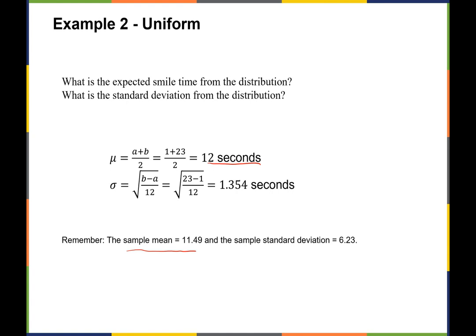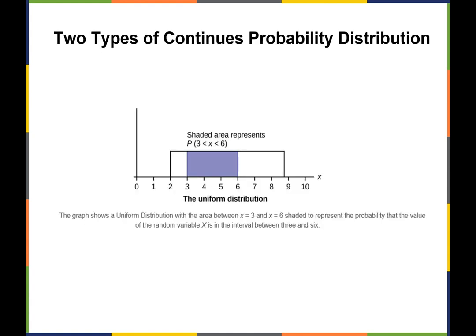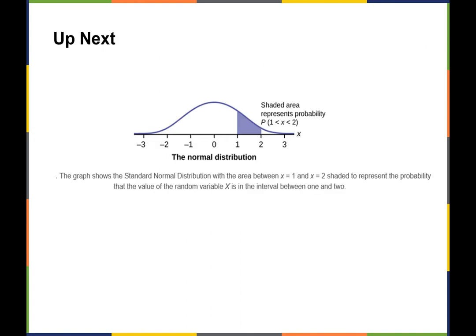So that was the uniform distribution. It's always going to look like a rectangle. It has every value equally likely, so there's no up and down. It's always equal to the same value. Remember that the probability is the area of this rectangle that you're interested in. So that's one type of continuous probability distribution, the uniform distribution. The next one we're going to talk about is the normal distribution, but that's the next section.